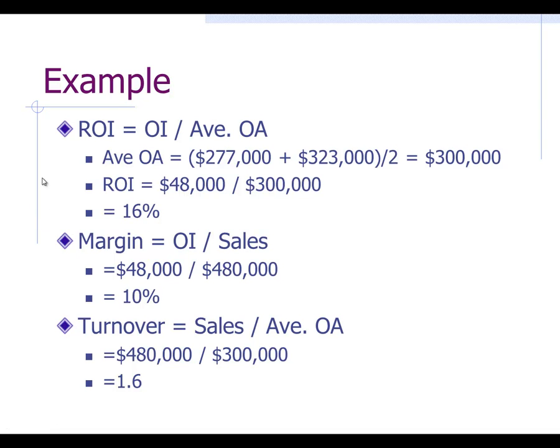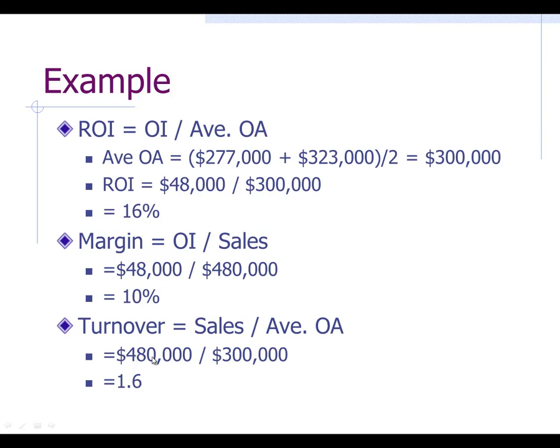For margin, your formula is operating income divided by sales. Income is $48,000. Sales is $480,000. So that gives you a margin of 10%. Basically what the margin is telling you is that for every $1 of sales, we have 10 cents of income.